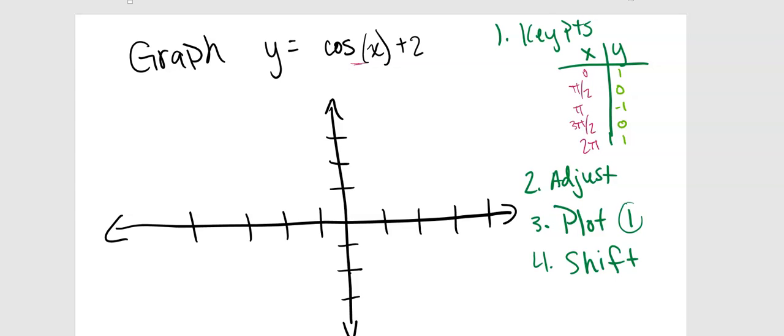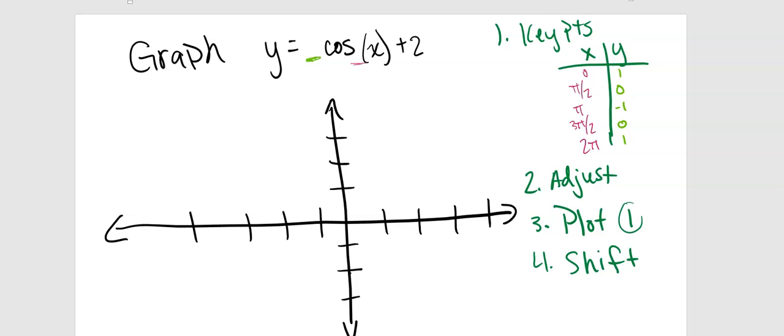Step 2 is to adjust if needed. Since I have no values in front of the cosine, nor any values in front of x, I don't actually need to adjust my key points. Sometimes you do, and if that's the case, you will need to adjust your key points. Both x and y, or just x, or just y, doesn't really matter. Third step, you're going to plot those key points that we just did in step 1.